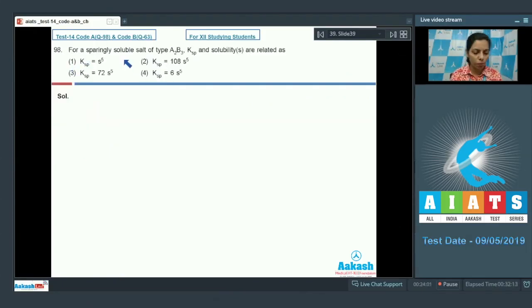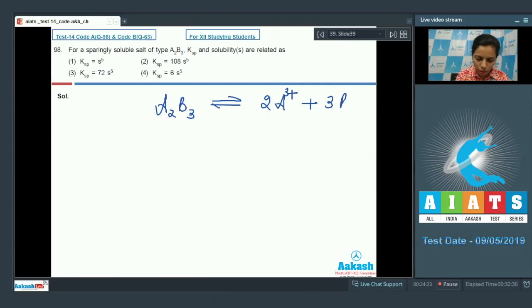After this, question number 98. For a sparingly soluble salt of type A2B3, Ksp and solubility are related as. In this case, we have A2B3. This is a sparingly soluble salt, so the ions are formed in this way: 2A3 positive plus 3B2 negative. Let's assume the solubility is s, so 2s is here and 3s is here.